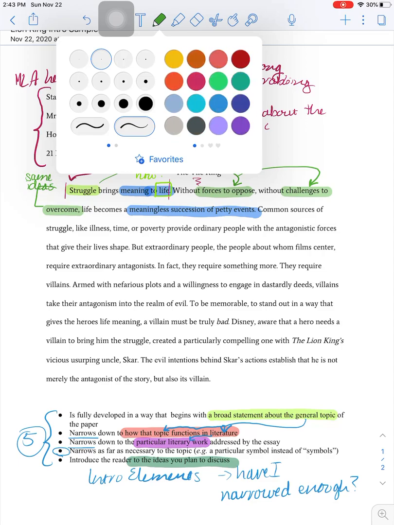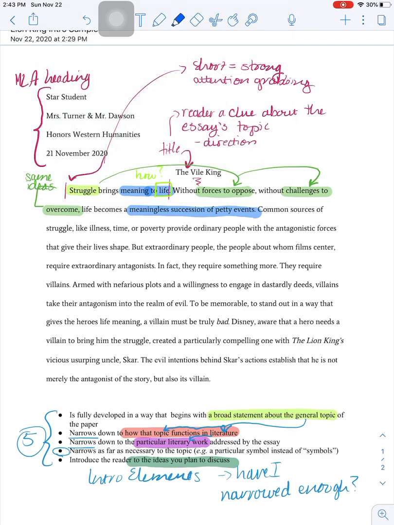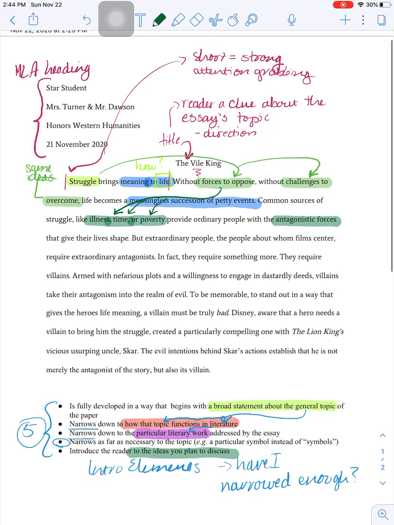So I'm going to go to the darker green. Oh wait, I chose the wrong tool. Sorry guys, bear with me here. So now I'm going to go illness, time, poverty, and antagonistic forces. So I'm giving you specific forces to oppose. Here are some things that might specifically oppose you. Here are those challenges. Okay. So more specific. Each time the color gets darker, we're getting more specific.